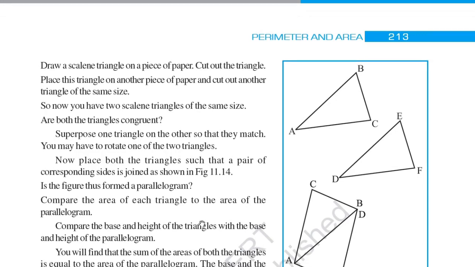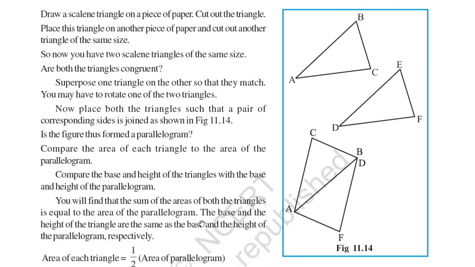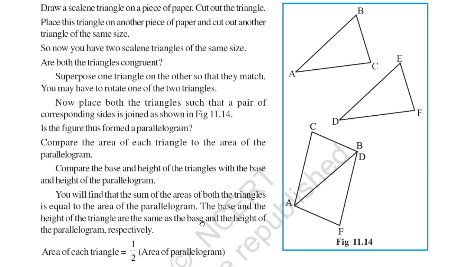Are both the triangles congruent? Superpose one triangle on the other so that they match. You may have to rotate one of the triangles. Now place both the triangles such that a pair of corresponding sides joins, as in figure 11.14. Compare the area of each triangle to the area of the parallelogram.